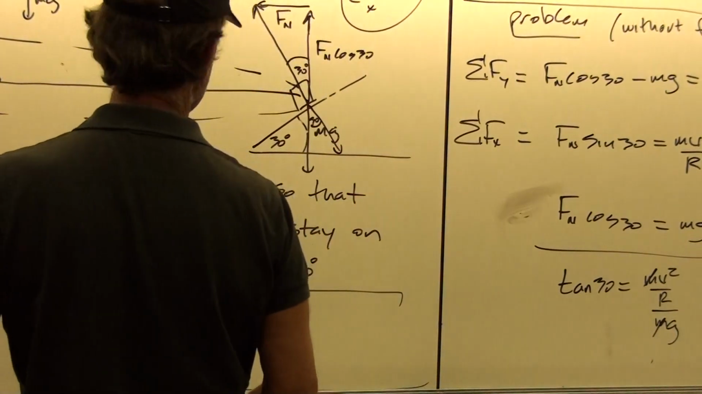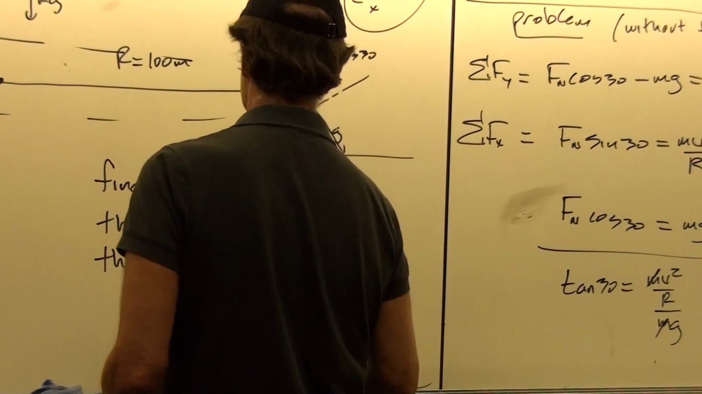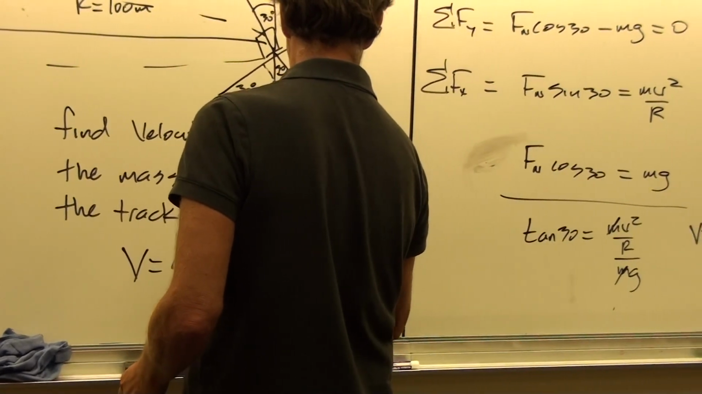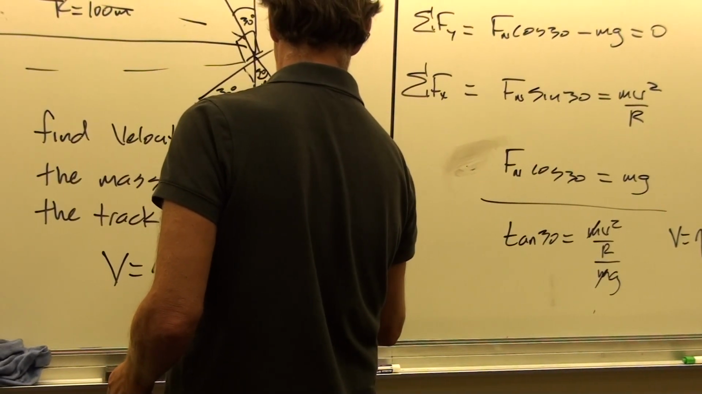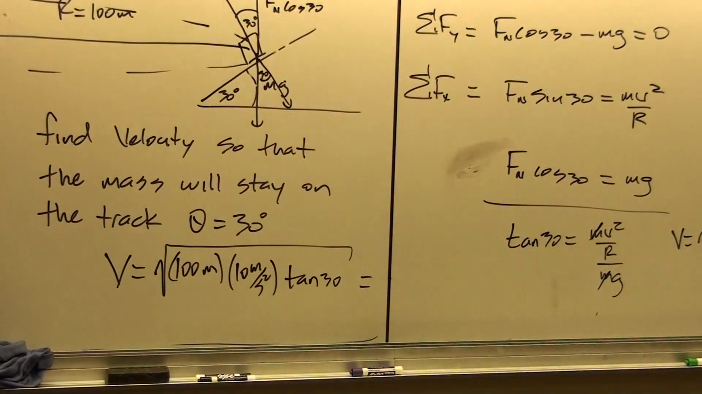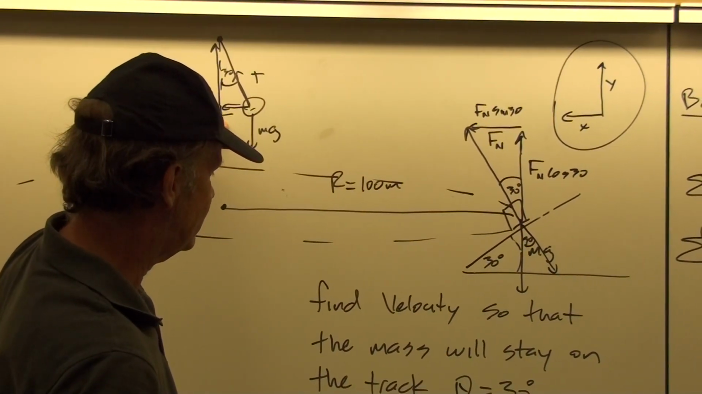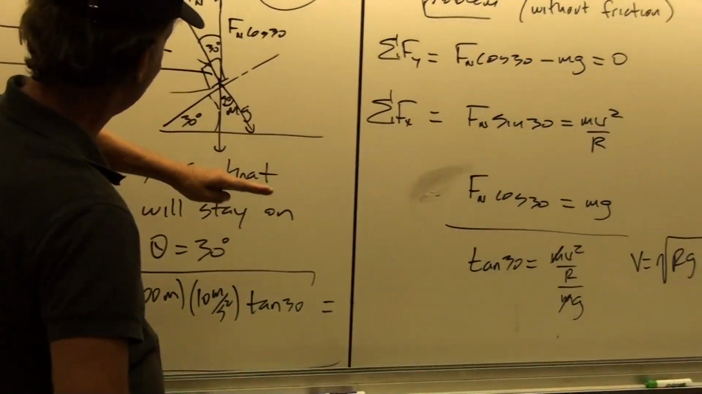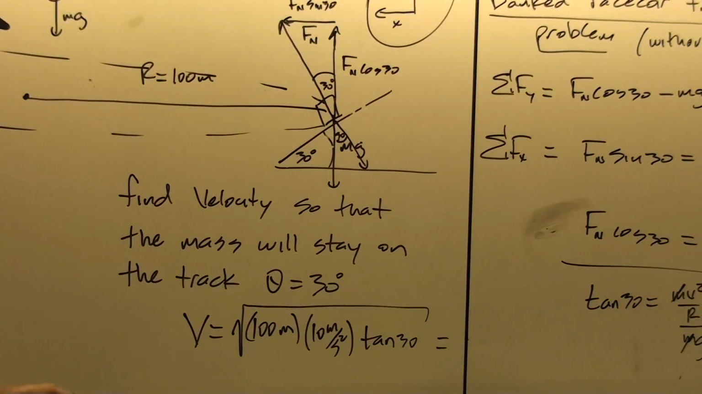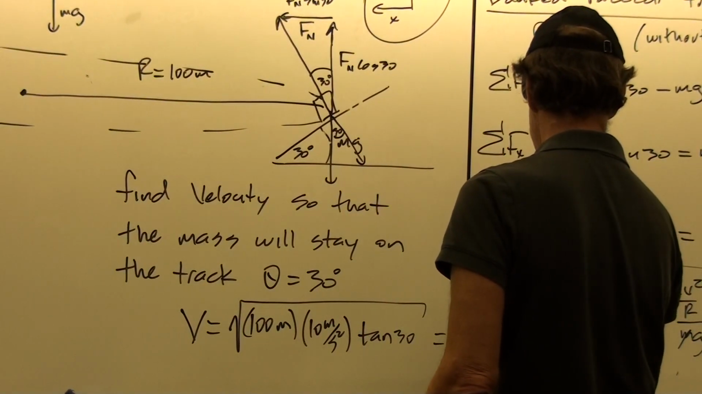Square root of rg, well r is 100 meters times g, which is 10 meters per second squared, times the tangent of 30. So it won't be the same number that we got in this problem because the r value is so much different. But the angle of inclination of the incline is the same as the angle from the vertical. And so this gives us the square root of 100 over root 3.